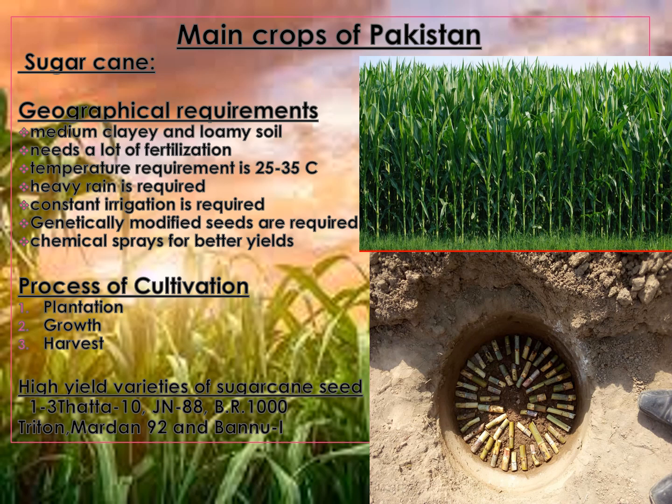If we talk about the high yield varieties of sugarcane, they are CP 43-33, CPF-247, JN88, BR 1000, Triton, Mardan 92, and Banu 1.